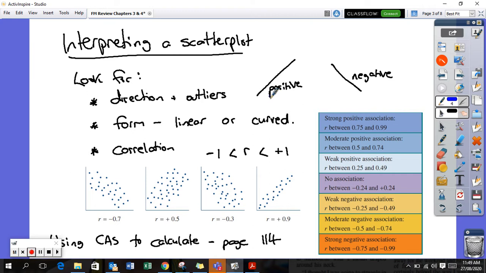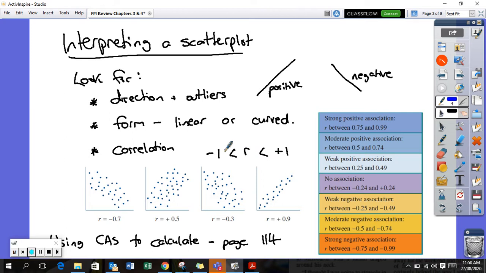Okay, welcome back, and now we want to just interpret what the scatter plot means. The things we're going to look for are the direction and any outliers. The direction can be positive, sloping upwards, negative, or it could be flat. It doesn't have to be positive or negative. We're going to look at the form, whether the data is linear, which is what we want, or whether it's curved.